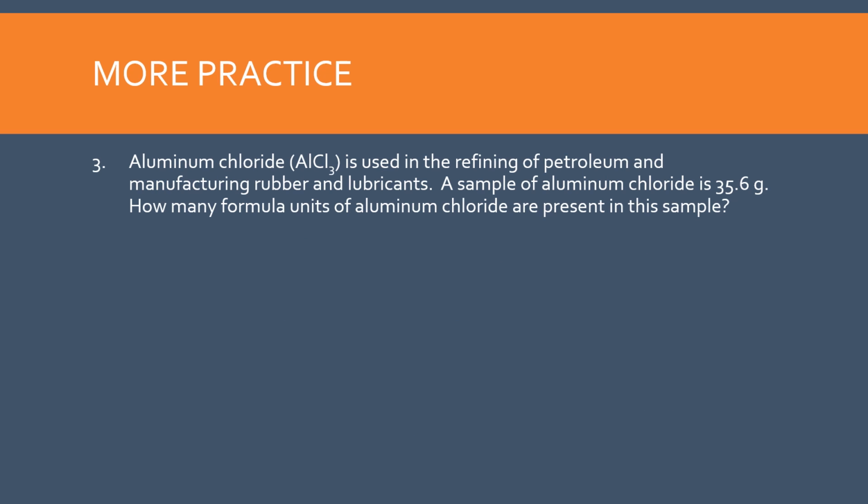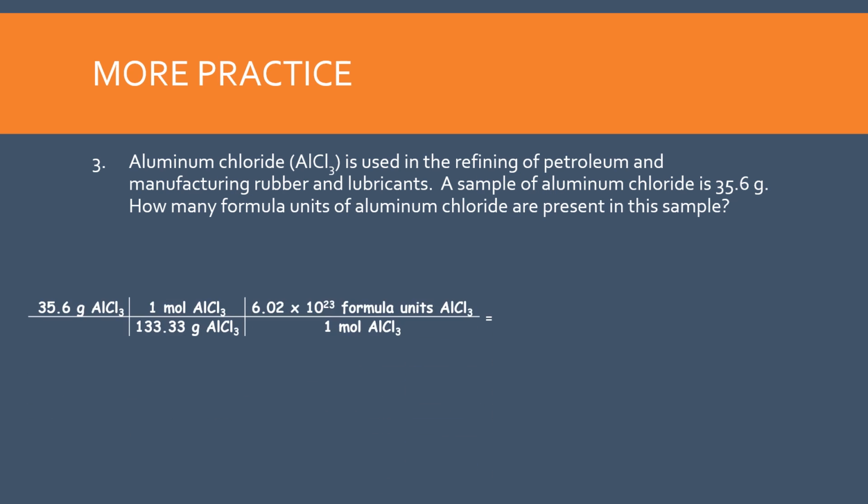Alright, taking a look here at our very last problem, we have the aluminum chloride. It's used in refining of petroleum and manufacturing of rubber and lubricants. So a sample of aluminum chloride is 35.6 grams. How many formula units of aluminum chloride are present in the sample? So when we solve this one out, we're starting with a mass. Again, we're going to divide that by its molar mass, which is 1 aluminum plus 3 chlorines. That's how I got 133.33.